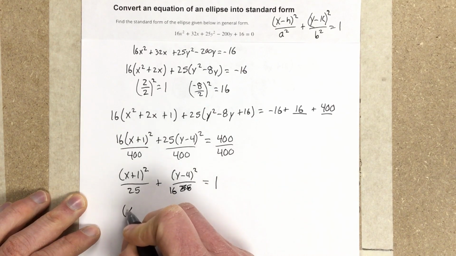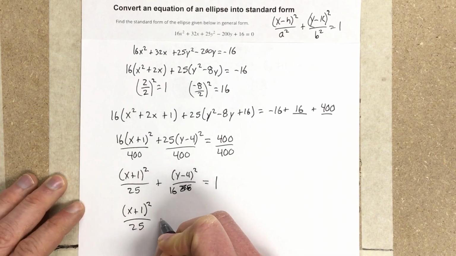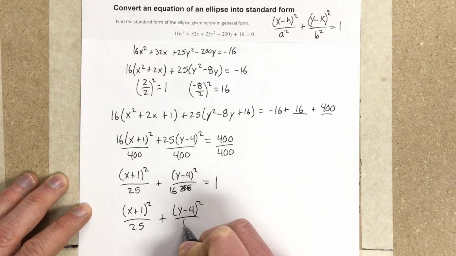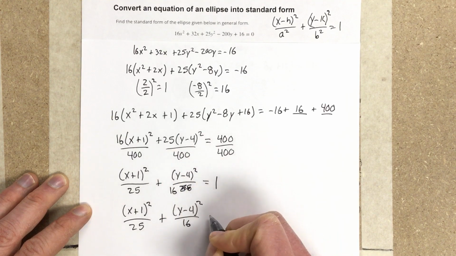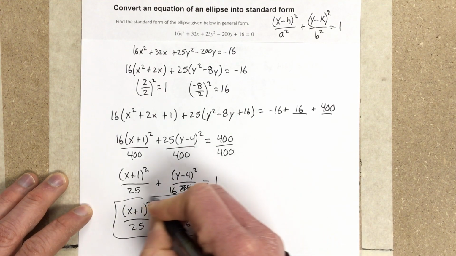So I have x plus 1 squared over 25 plus y minus 4 squared over 16. That's what 25 over 400 reduces to. That's equal to 1. So this is my standard form equation.